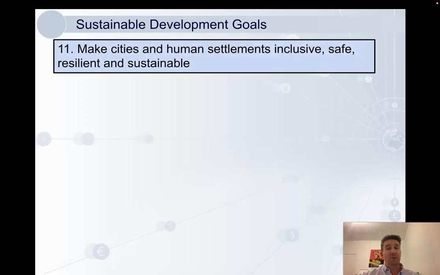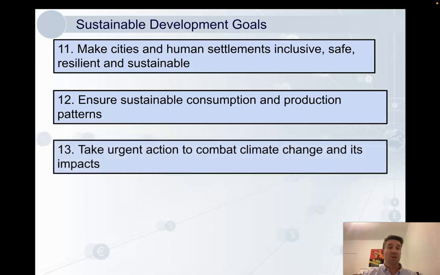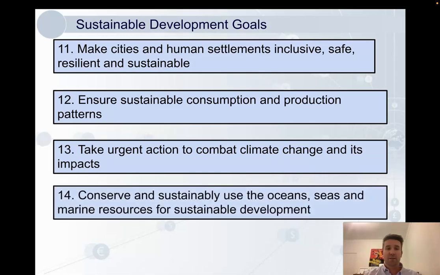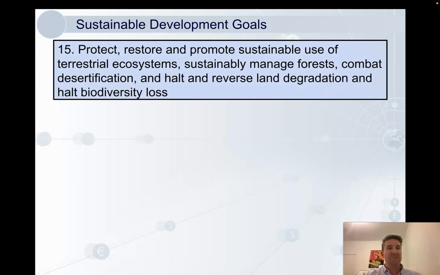Okay, make cities and human settlements inclusive, safe, resilient, and sustainable. Sustainable consumption and production patterns. We want to take urgent action to combat climate change and its impacts. Conserve and sustainably use the ocean, seas, and marine resources for sustainable development. This one's a mouthful. Protect, restore, and promote sustainable use of terrestrial ecosystems, sustainably manage forests, combat desertification, and halt and reverse land degradation and halt biodiversity loss.